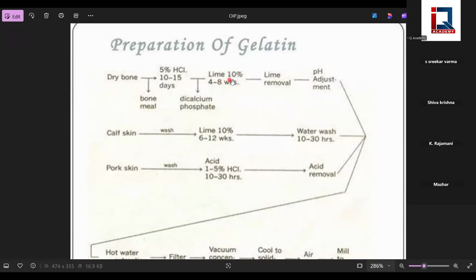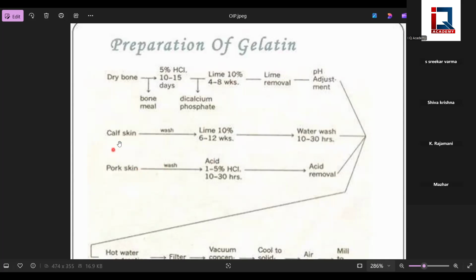Then I'm treating it with lime. Lime, not lemon. It is calcium hydroxide, 10%, for 4 to 8 weeks. Then remove the lime. This addition of lime is to remove dicalcium phosphate. Then the pH is adjusted and it is washed with water for 10 to 30 hours.